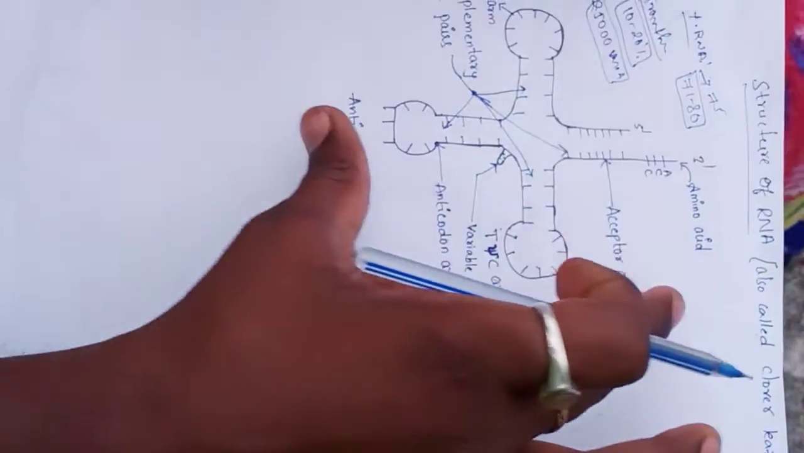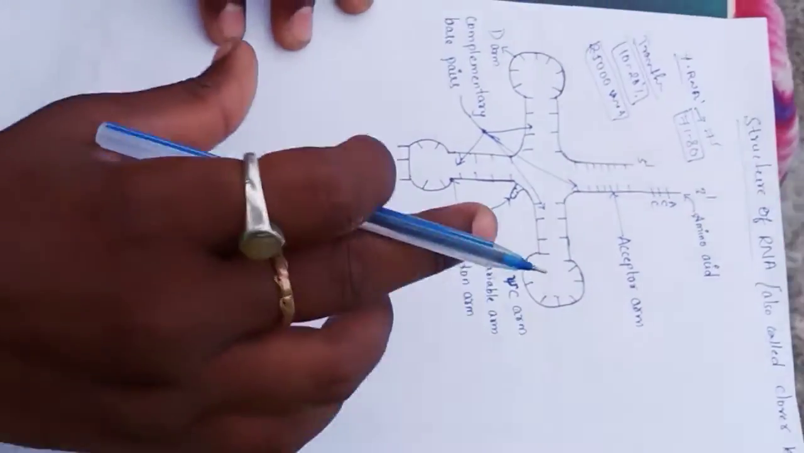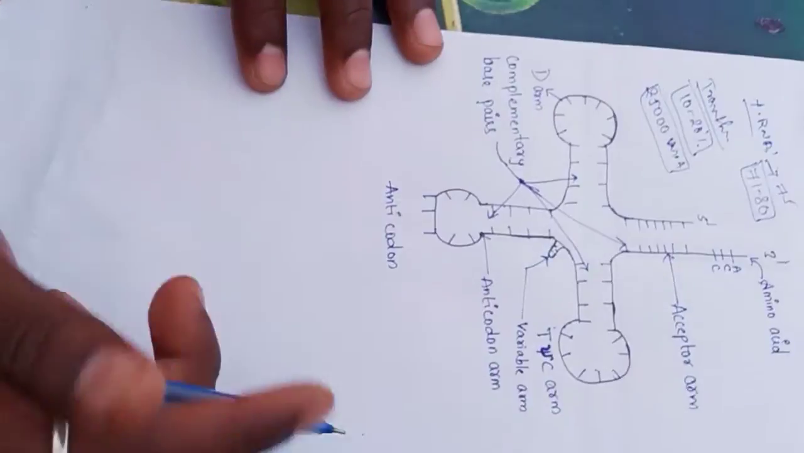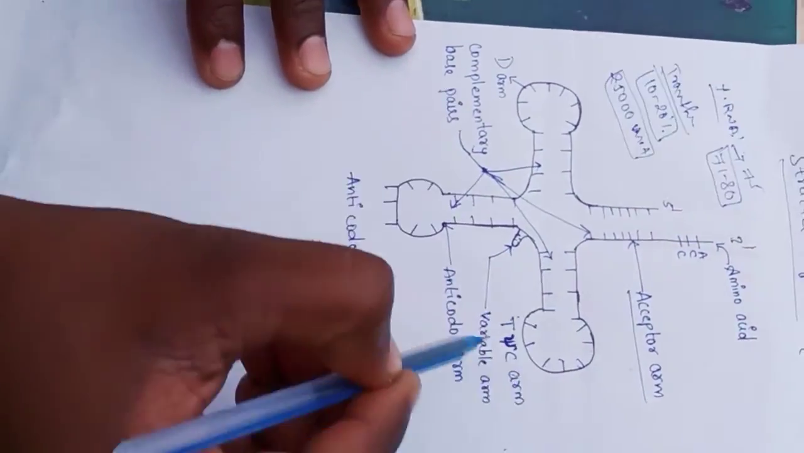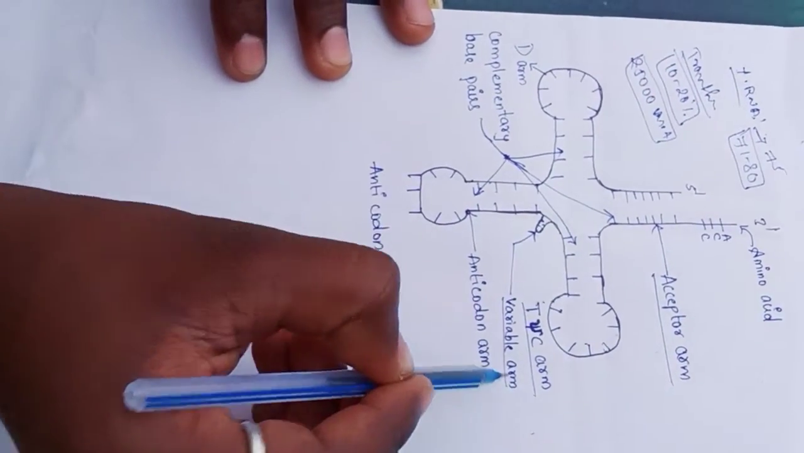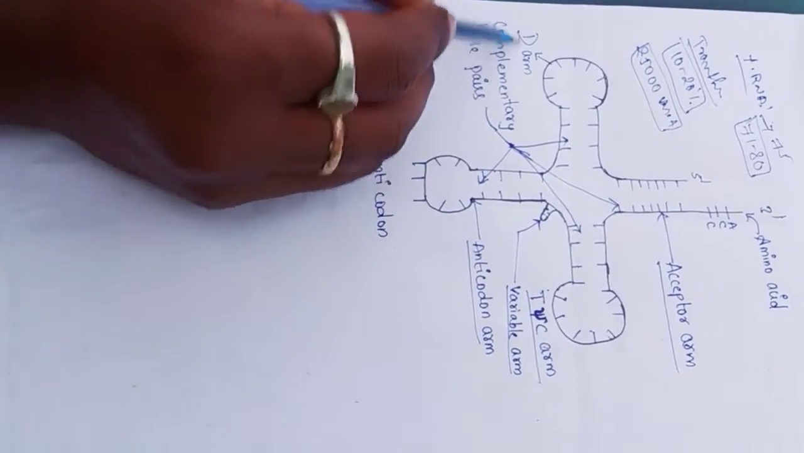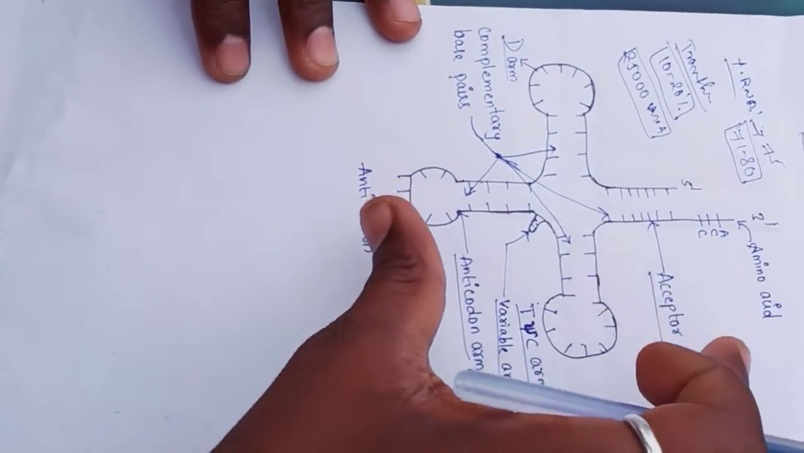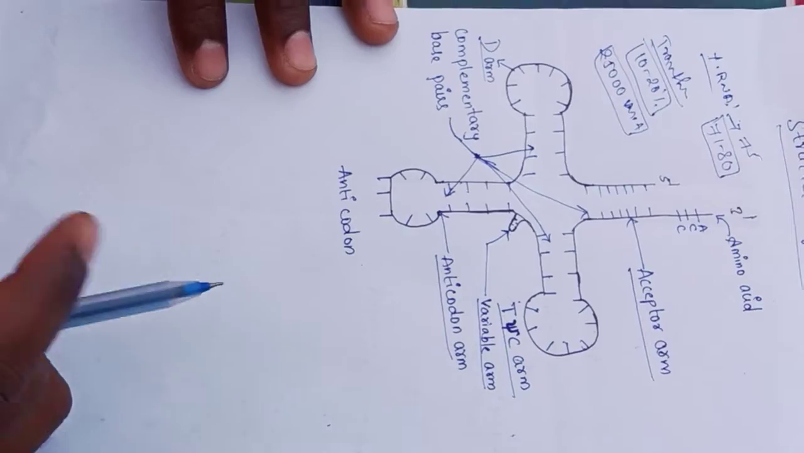The next one, this is called the structure of the tRNA. The structure of tRNA has arms. One is the acceptor arm. The next ones are the T-psi-C arm, variable arm, anticodon arm, and D arm. Totally 5 arms are present in the tRNA structure.